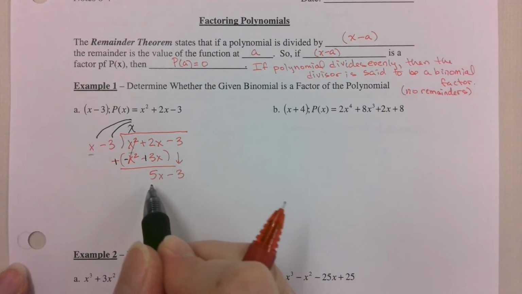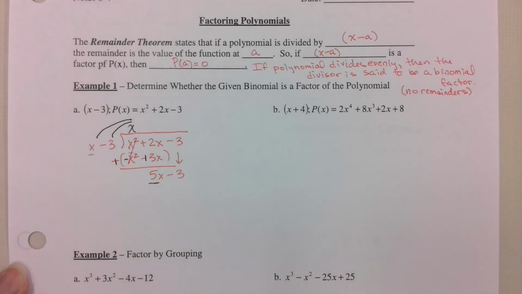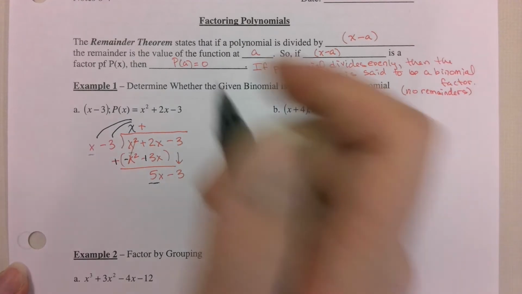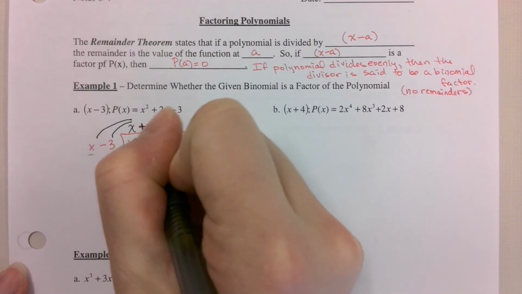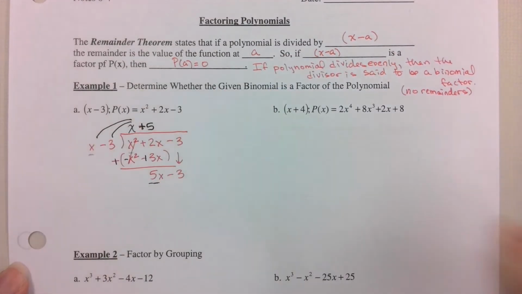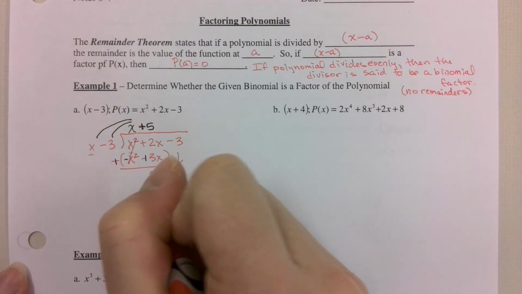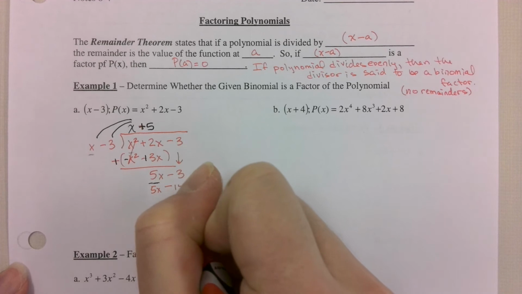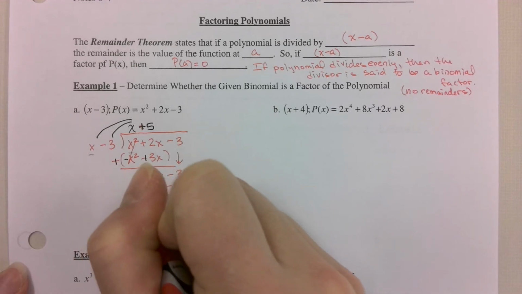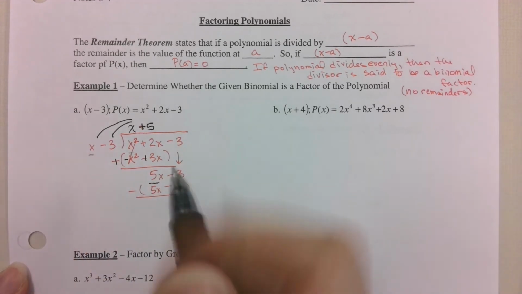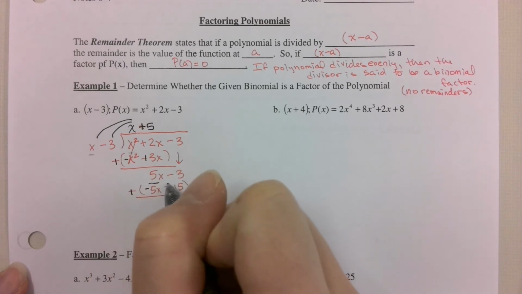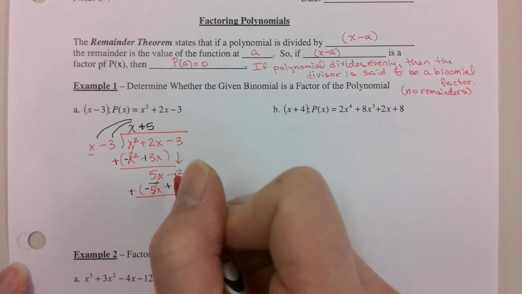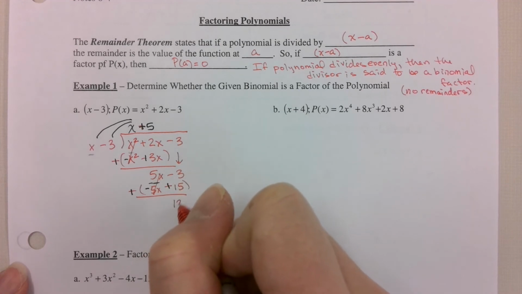How do I make that x look like a 5x? I multiply by positive 5. So I take my 5 times x, gives me 5x, and I take my 5 times negative 3, which gives me a negative 15. I come through and I subtract. I like to change the color so I can show that that's a sign change. This cancels out, and it leaves me a remainder of 12.